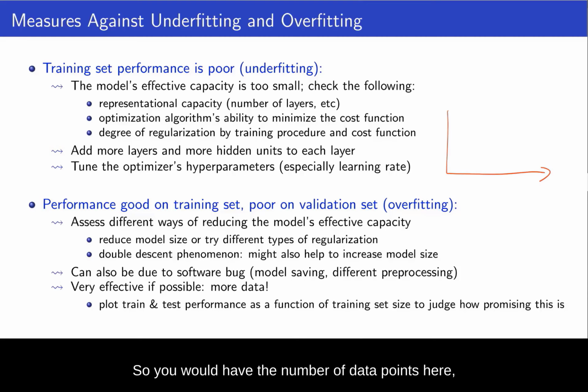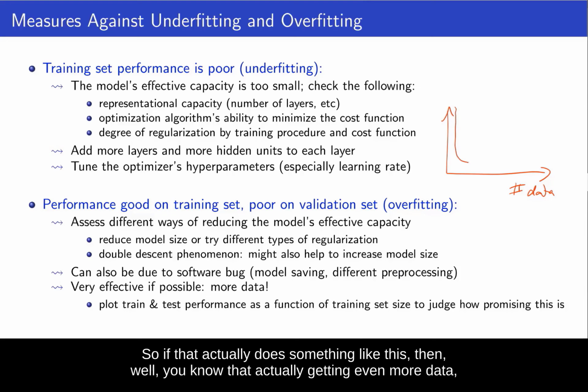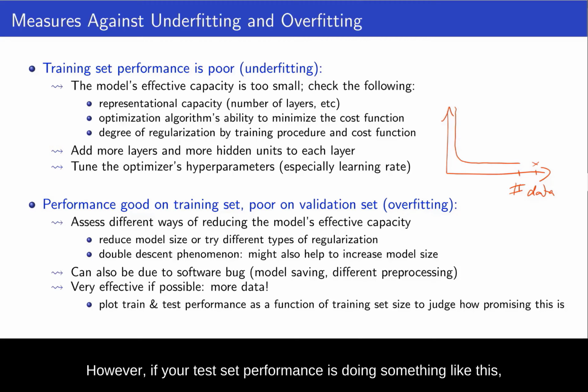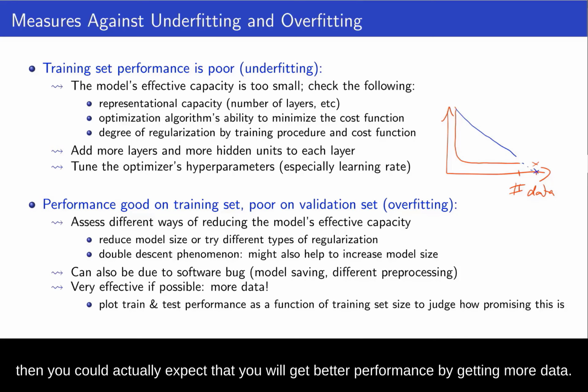So you would have the number of data points here, and here you would have test set performance. So if that actually does something like this, then you know that getting even more data probably would not get better performance, because test set performance has already flatlined. However, if your test set performance is doing something like this, then you could expect that you will get better performance by getting more data.